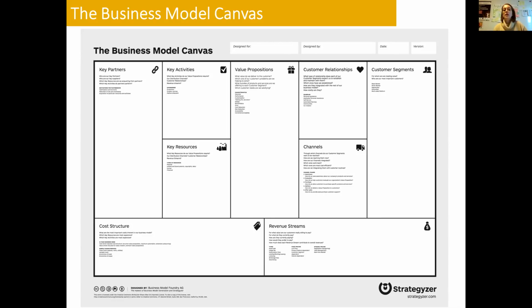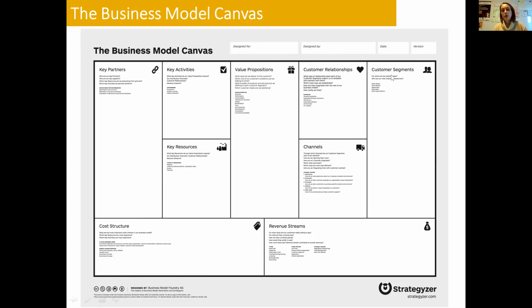Value propositions are basically the product that we're trying to sell, but not exactly the definition of its features, functions, or colors, but rather the benefit that we are providing to the customers. So it's the most important part of the business model canvas, and all other things are extensions to that.